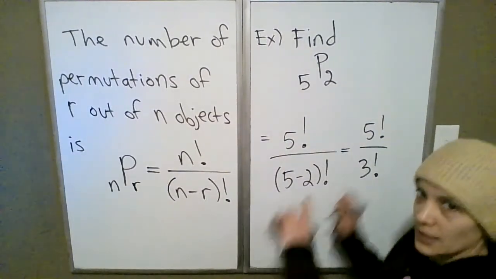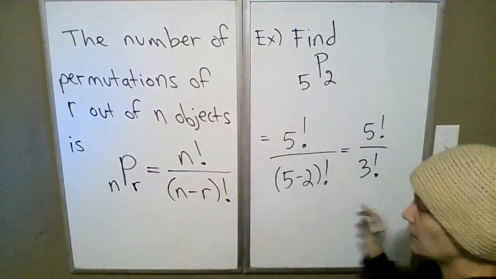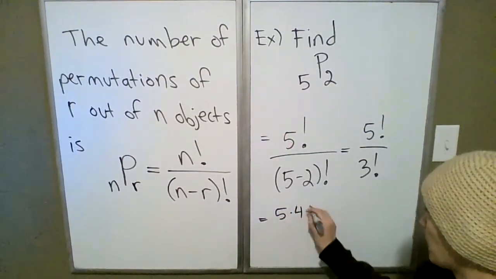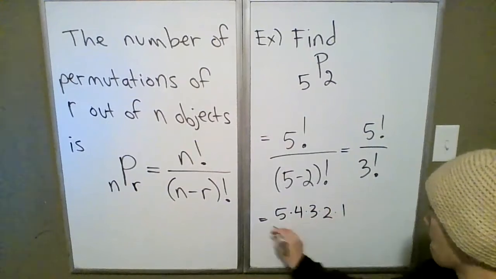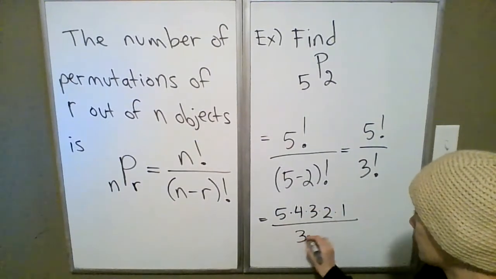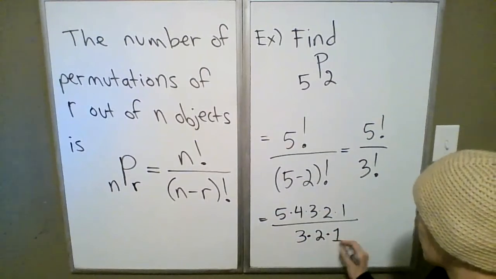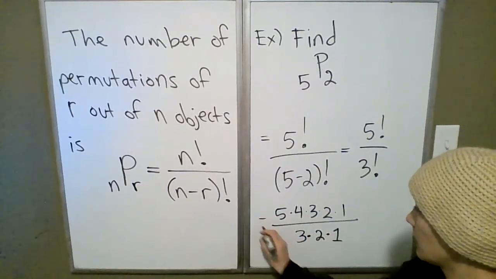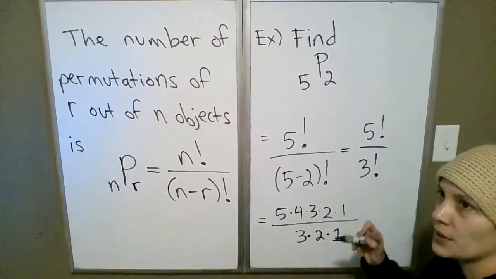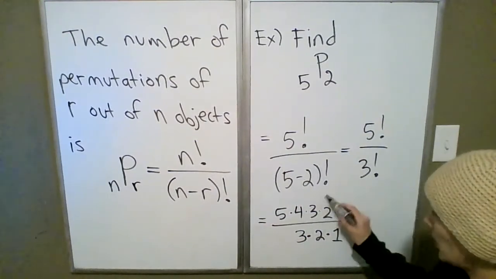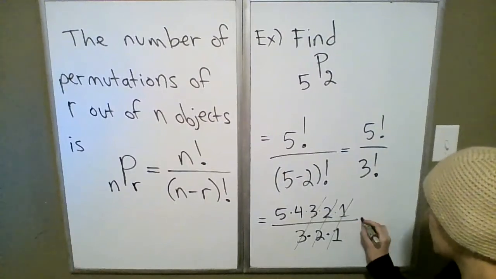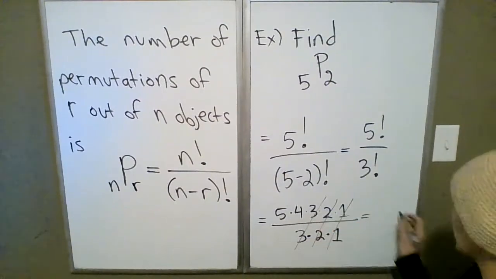Let's keep working on this. Expand the numerator. It's 5 times 4 times 3 times 2 times 1, and then the same for the denominator. A number over itself reduces to 1, here and here. So it's 5 times 4, which is 20.